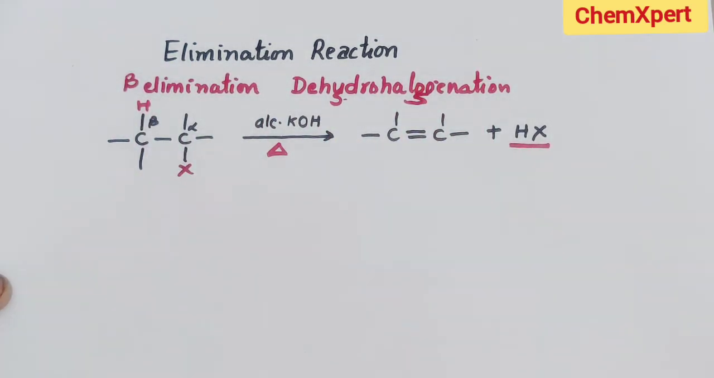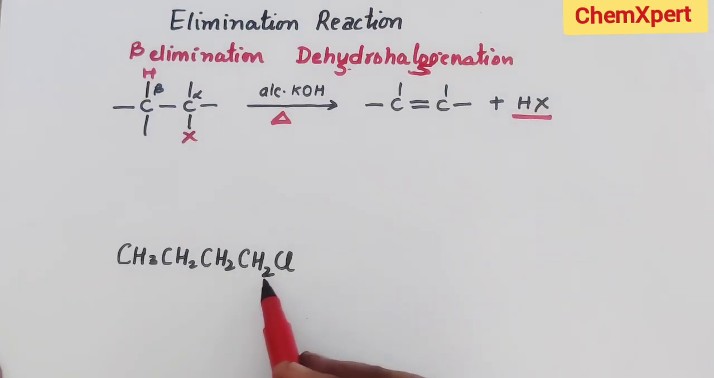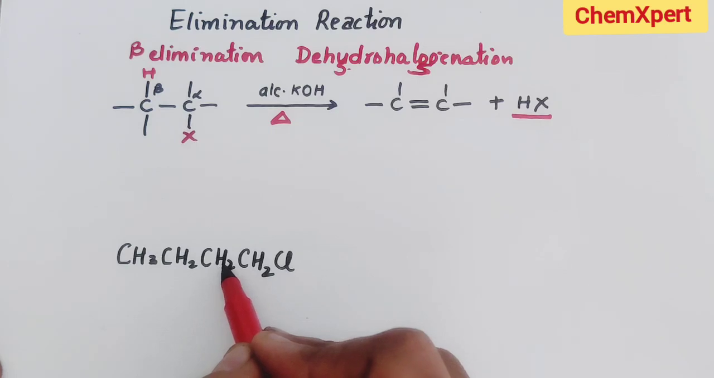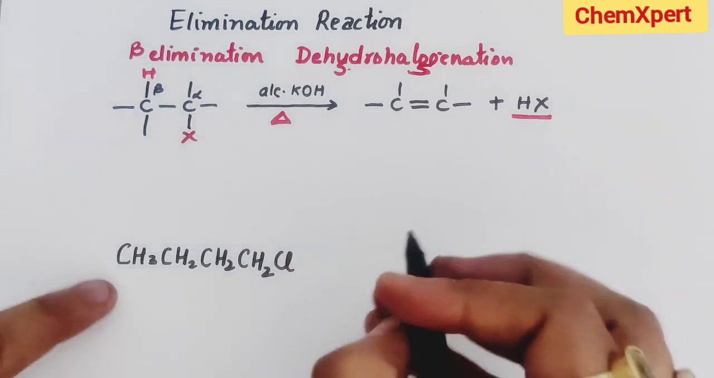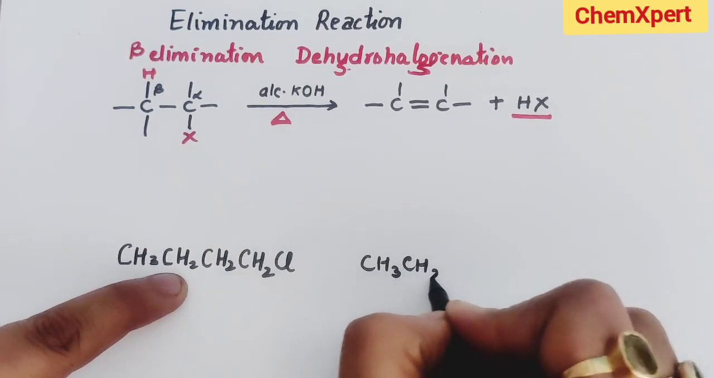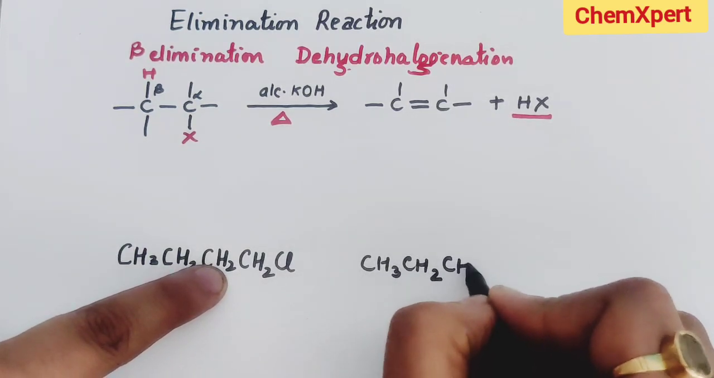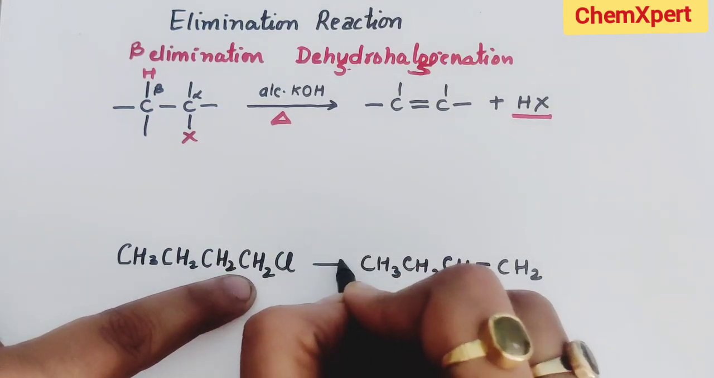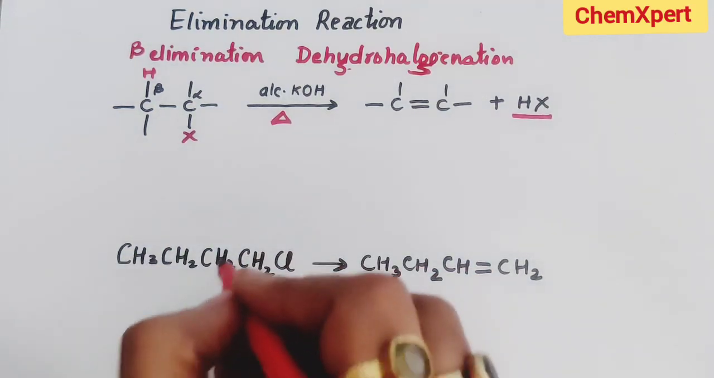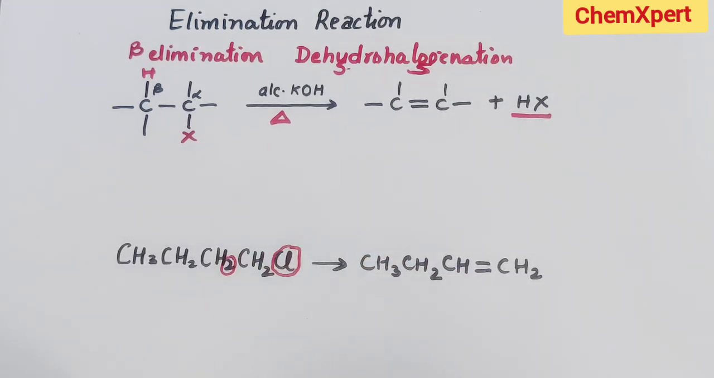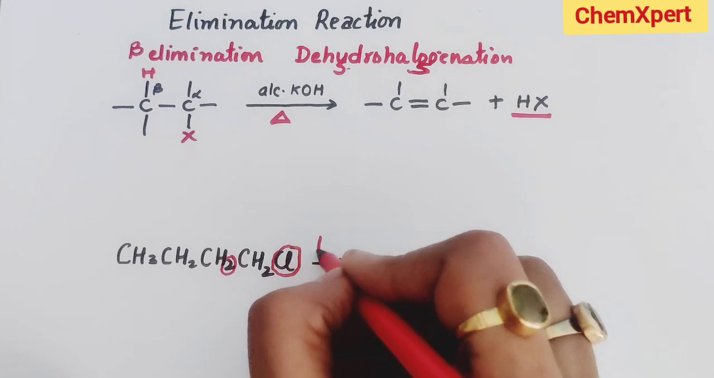dehydrohalogenation reaction. Now just for example, in this case, halogen from alpha and hydrogen from beta will be removed and the product will be formed. It is CH3, this one will be CH2, here, since H is removed, CH, here it will be CH2. So this is the product here, where hydrogen from the beta position and halogen from the alpha position are removed in the presence of KOH.